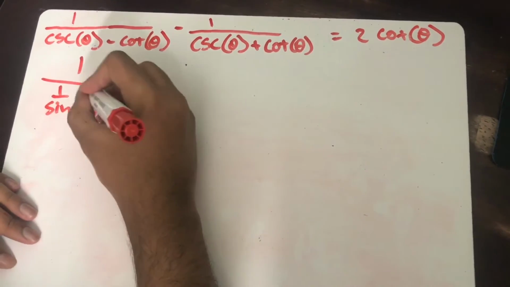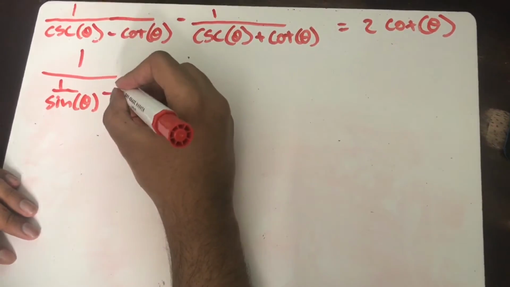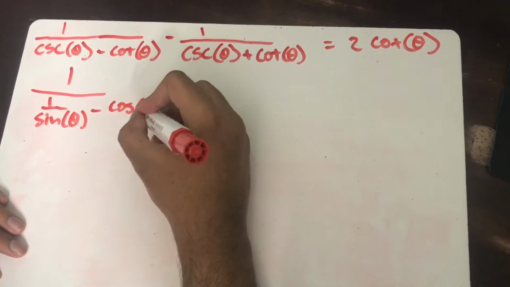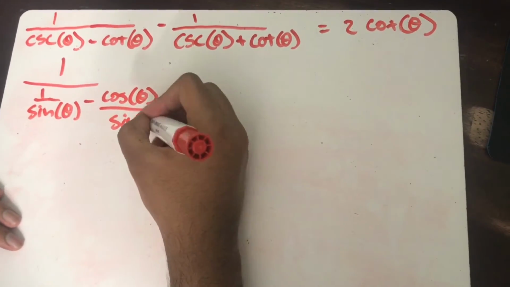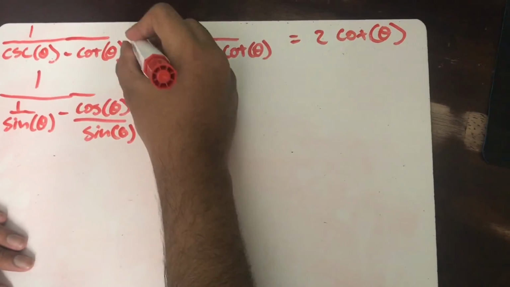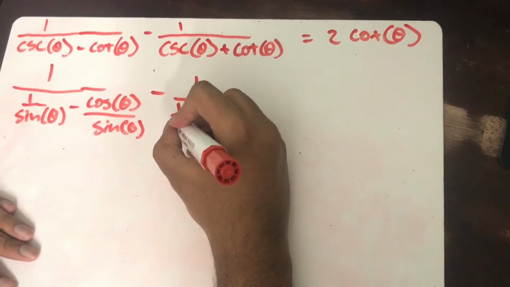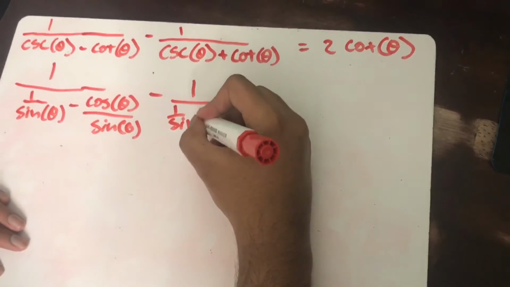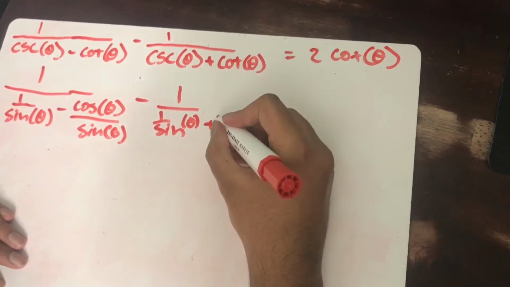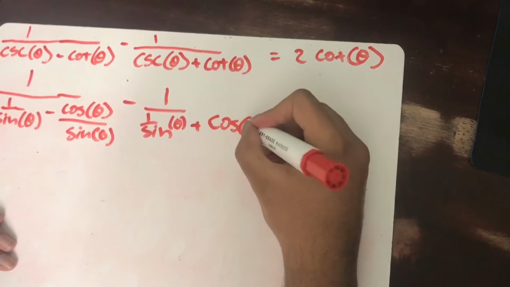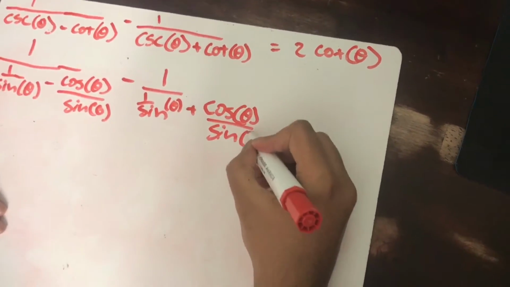Theta. It's going to be a minus because there's a minus over here, and then cosine of theta over sine of theta. And then all of that minus 1 over sine theta, this time plus cosine of theta over sine of theta.